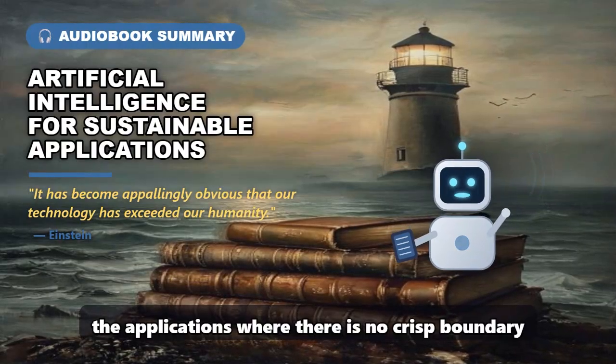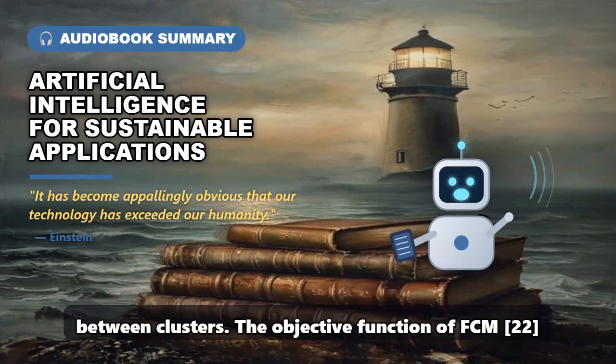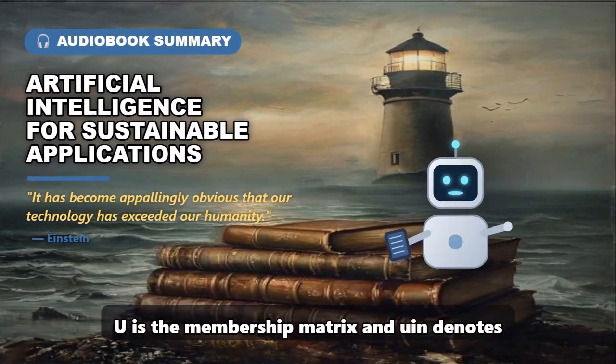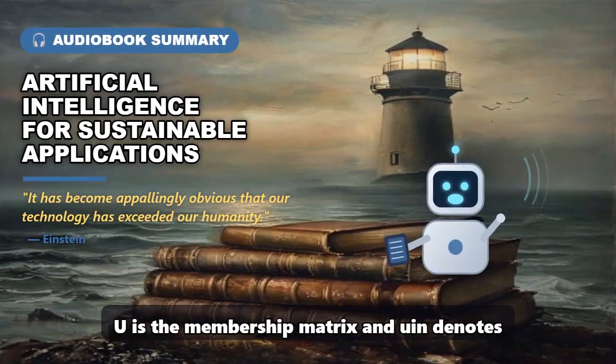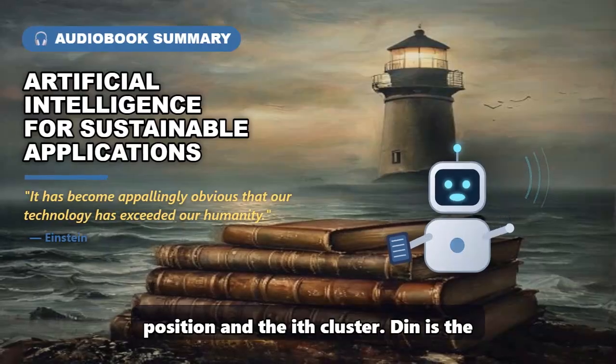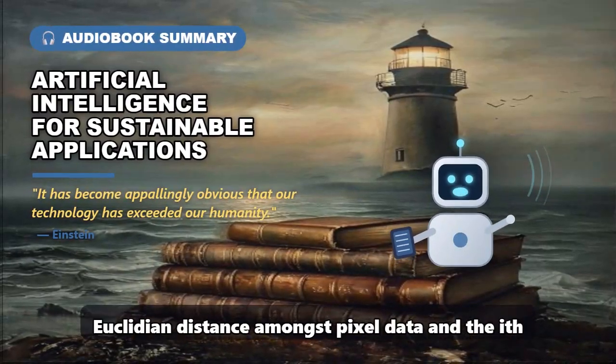The objective function of FCM, 22, is represented as, where U is the membership matrix and u_in denotes the degree of membership of the pixel in the nth position and the ith cluster. d_in is the Euclidean distance between the pixel data and the ith cluster.